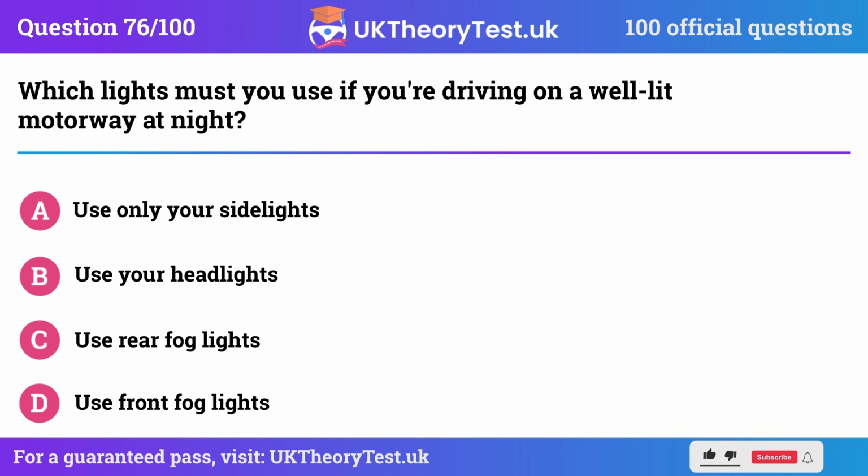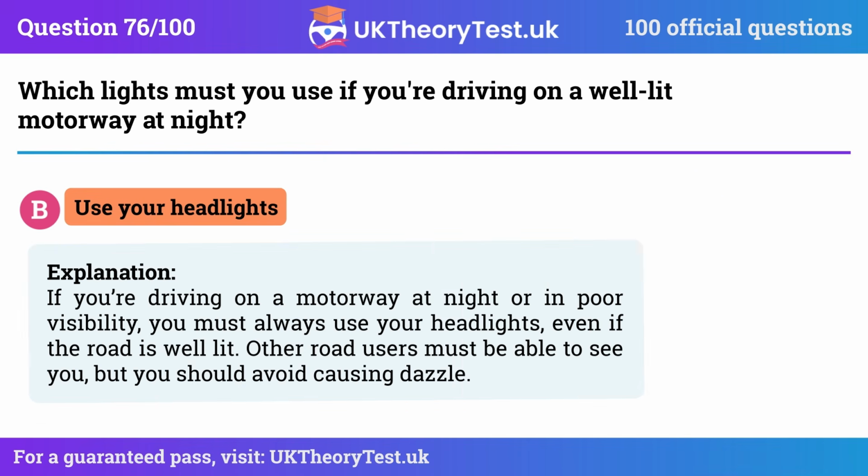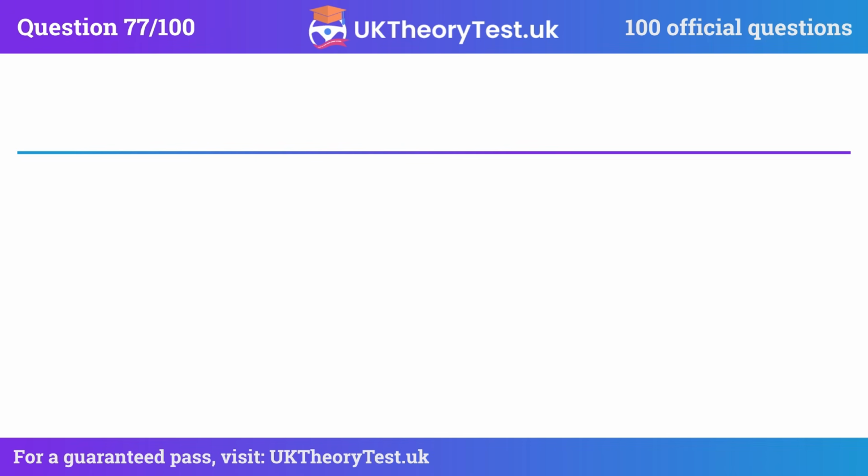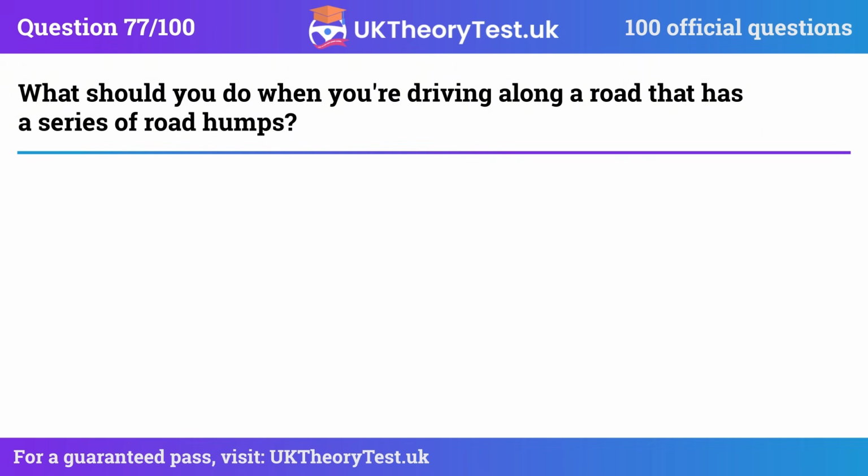The correct answer is B. Use your headlights. Explanation: if you're driving on a motorway at night or in poor visibility, you must always use your headlights, even if the road is well lit. Other road users must be able to see you, but you should avoid causing dazzle. Question 77. What should you do when you're driving along a road that has a series of road humps?